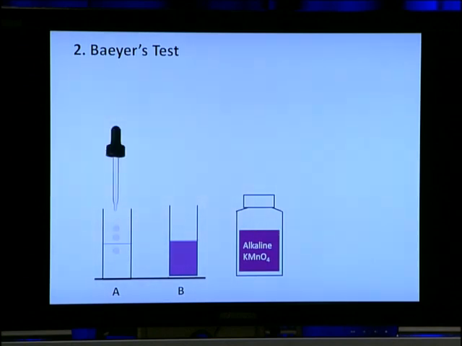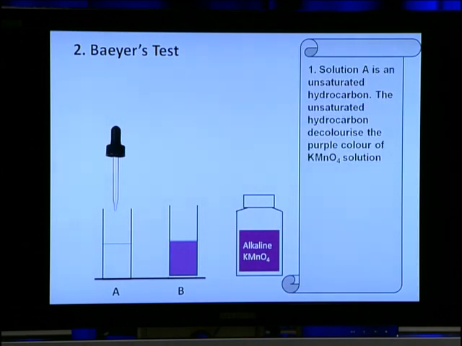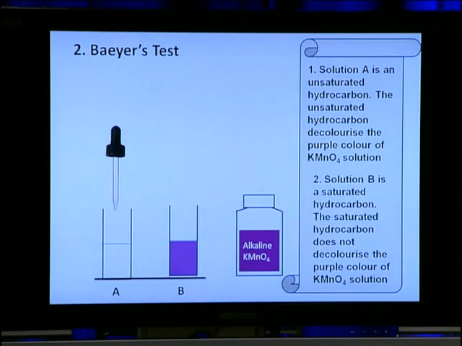Let's add few drops of the alkaline potassium permanganate solution to solution A. It decolorizes the purple color potassium permanganate solution. So which one is saturated and which one is unsaturated hydrocarbon? Let's see. Solution A is an unsaturated hydrocarbon because the unsaturated hydrocarbon decolorizes the purple color of potassium permanganate solution. And on the other hand, solution B is a saturated hydrocarbon because the saturated hydrocarbon does not decolorize the purple color of potassium permanganate solution.